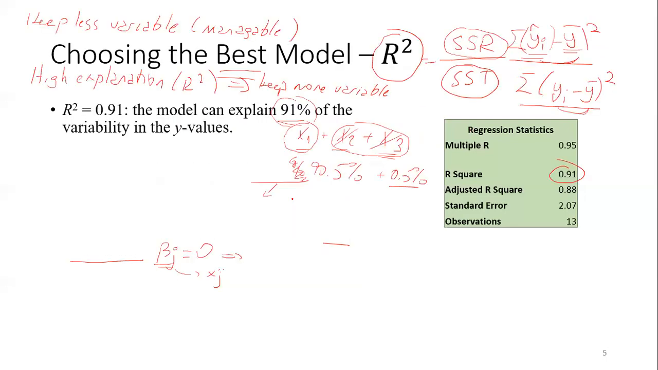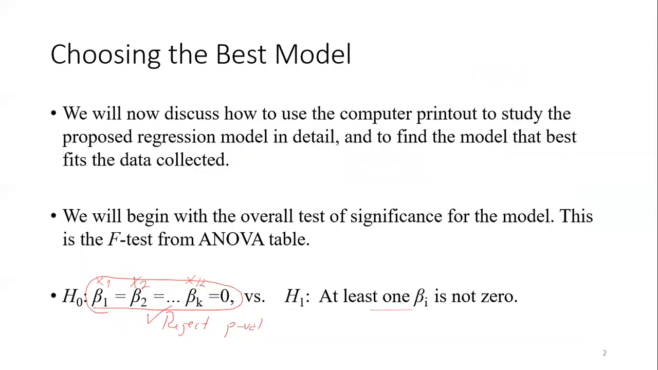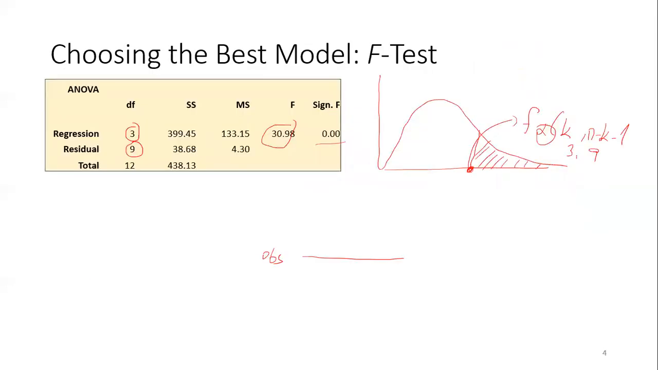Okay, just go back to our ANOVA table. Just look here. This is SSE, and this is n minus k minus 1, right? And this is n minus 1. So what you do is divide SSE by n minus k minus 1, and SST by n minus 1, and find the adjusted R square.